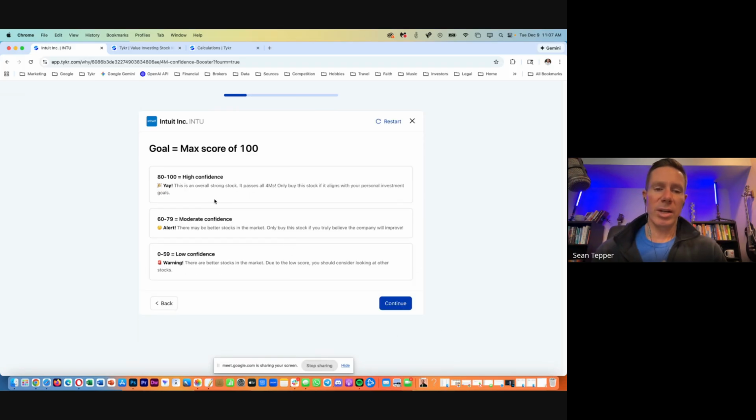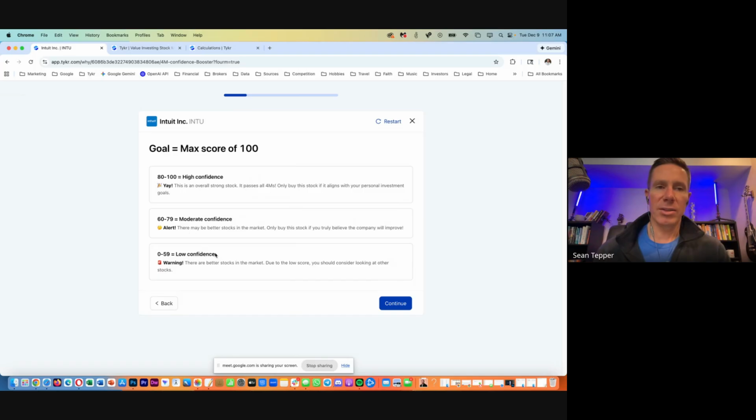Moving on to the next screen, we can see here, we're going for 80 to 100 on the high to get high confidence. Anything 60 to 79 is moderate, and anything 59 or lower is low confidence in the stock. Now, for context here, probably the 2 most frequently asked questions we get are, when do I buy and when do I sell?